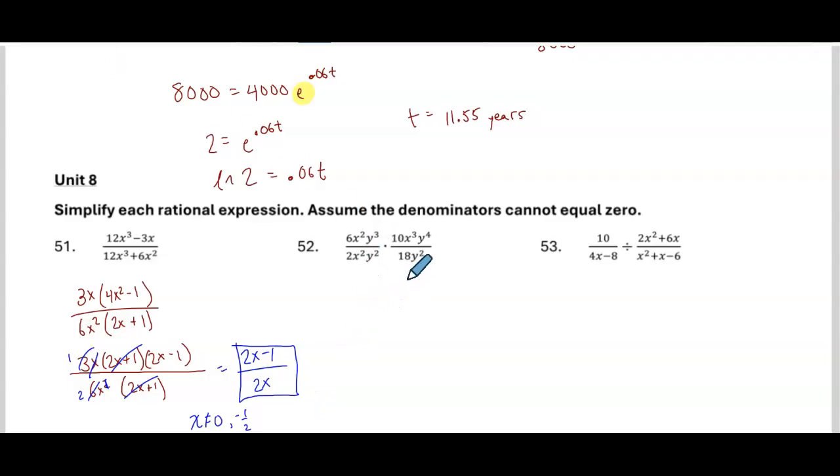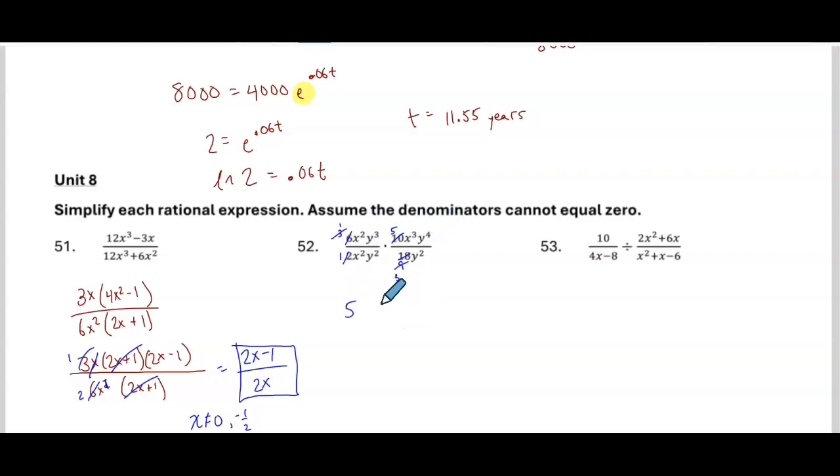Number 52, we have options. We can go across the top, across the bottom if we want to. I think I'm just going to do a little reducing first though. Let's do a 6 and a 2 and make it 3 and 1. 10 and 18 can both reduce by 2, so that would be 5 and 9. And then I could go one more time with 3 and 9 and make them 1 and 3. Okay, alternatively I could do 6 times 10 is 60, 2 times 18 is 36. That's fine too.